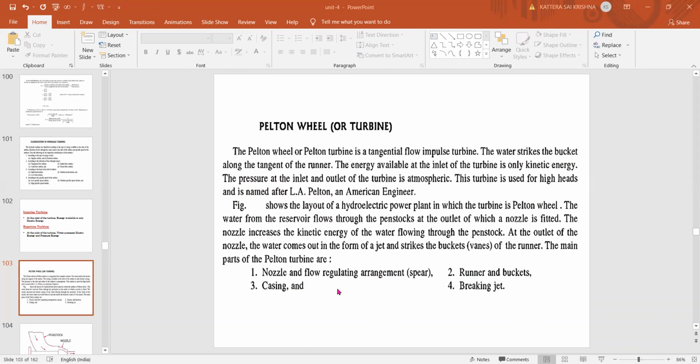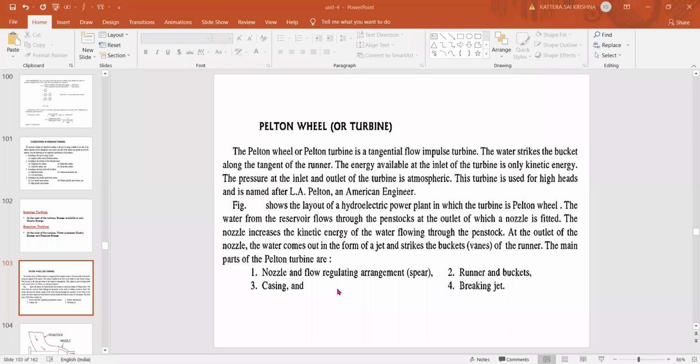The pressure at inlet and outlet of the turbine is atmospheric pressure, and this turbine is used for high heads, right? In other types, depending upon the heads, if high head is available, you can use the Pelton turbine. It is used where a high head and more amount of water is available at the reservoir. There you can use the Pelton wheel for production of power, right?